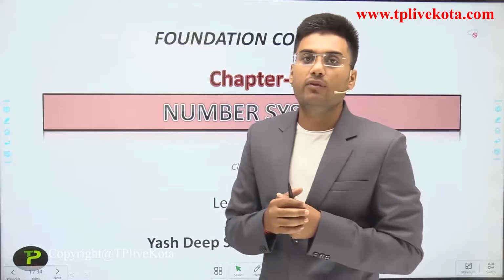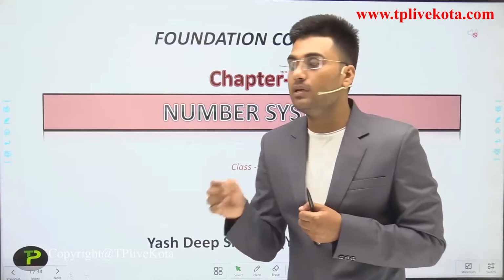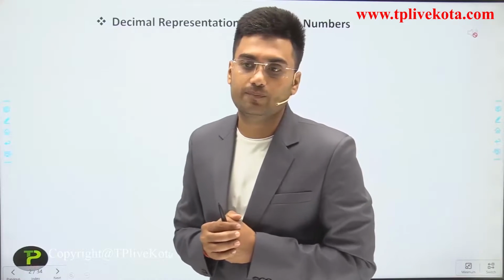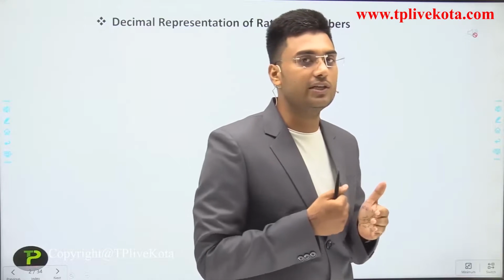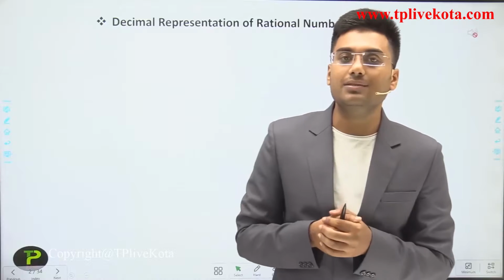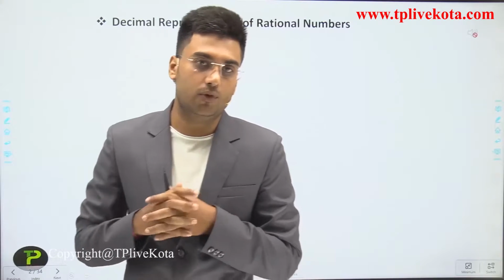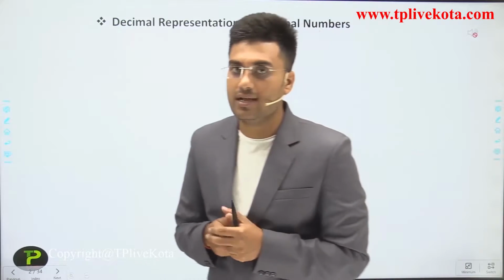So today we are going to start lecture 2, in which we discuss the decimal representation of a rational number. In the last class we discussed rational numbers. What are rational numbers? Rational numbers are those numbers which can be represented in the form p by q. And here, what is p and what is q? p and q are integers and q should not be equal to 0.